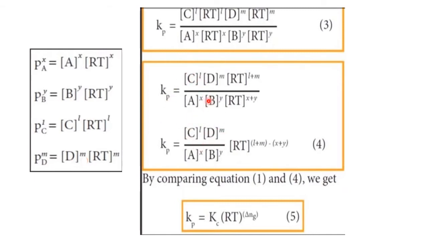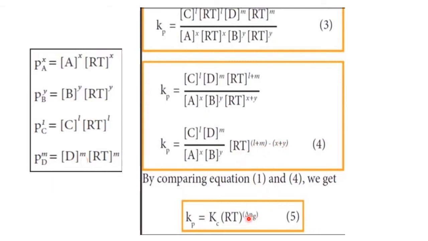Okay, before that you write the same, and in RT, this is A power X divided by A power Y, meaning we can take this power to the numerator by putting a negative sign, that is, we have to subtract this. So RT power L plus M minus X plus Y. This is similar to the Kc value. So Kp is equal to Kc into RT power delta Ng.